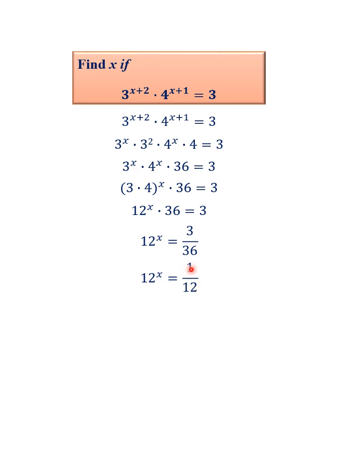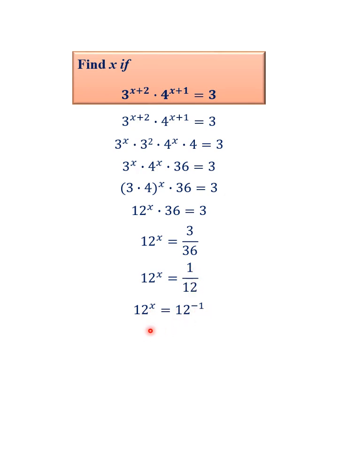Now, we need to write this 1 all over 12 in index form. And in index form, the inverse of 12 is simply written as 12 to the power of negative 1. This is how you represent the inverse of a number. Just write that number and raise it to the power of negative 1. And that gives us 12 raised to the power minus 1. That means 1 over 12 is 12 raised to the power minus 1.